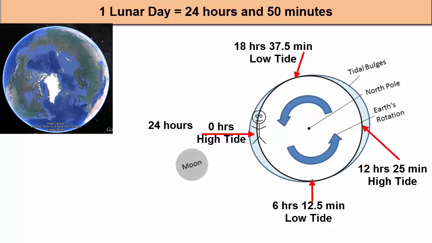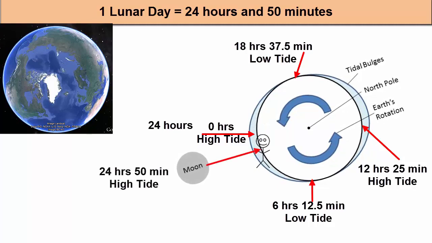The bulges have moved with it. So the figure needs to rotate another 50 minutes to meet back up with the bulge. And that's why we experience 2 high tides and 2 low tides every 24 hours and 50 minutes. Or, more precisely, the period of one wave is 12 hours and 25 minutes.